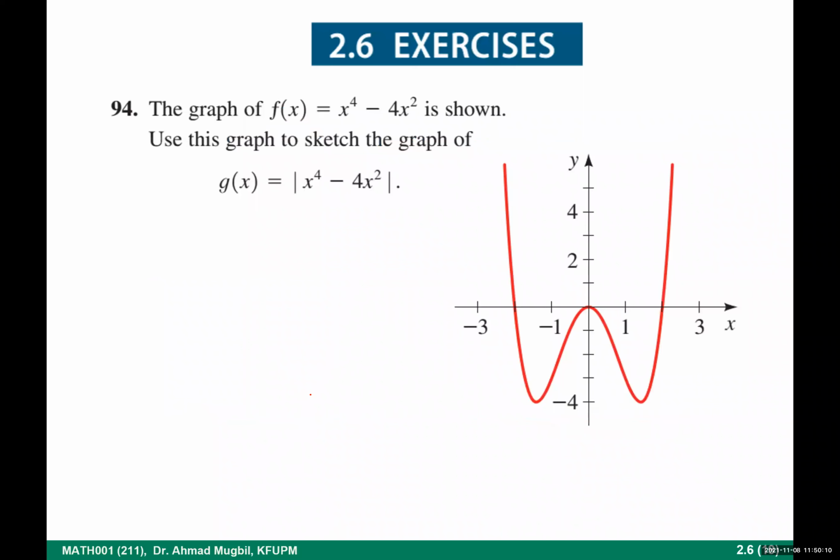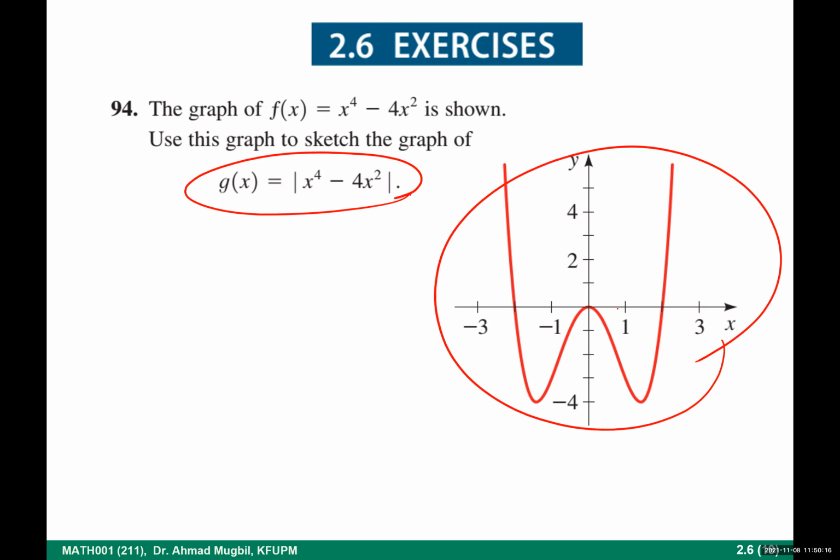In 1 minute, sketch the graph of this one. How to sketch the graph of the absolute value? You will see how to sketch the graph of this one in chapter 3, by the way. Don't worry. This graph is here. How to sketch the graph of the absolute value? What will it be?